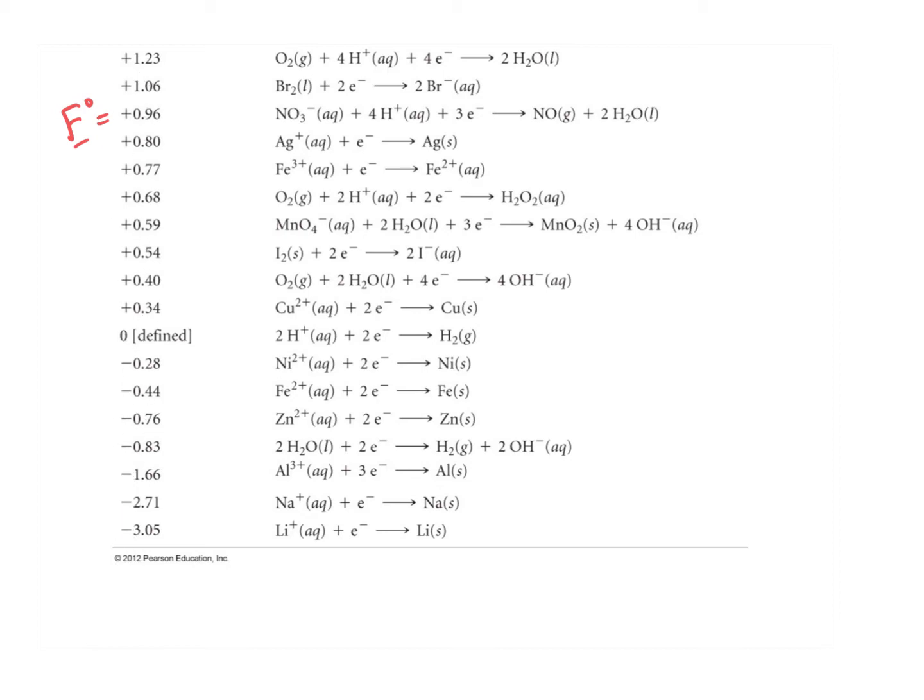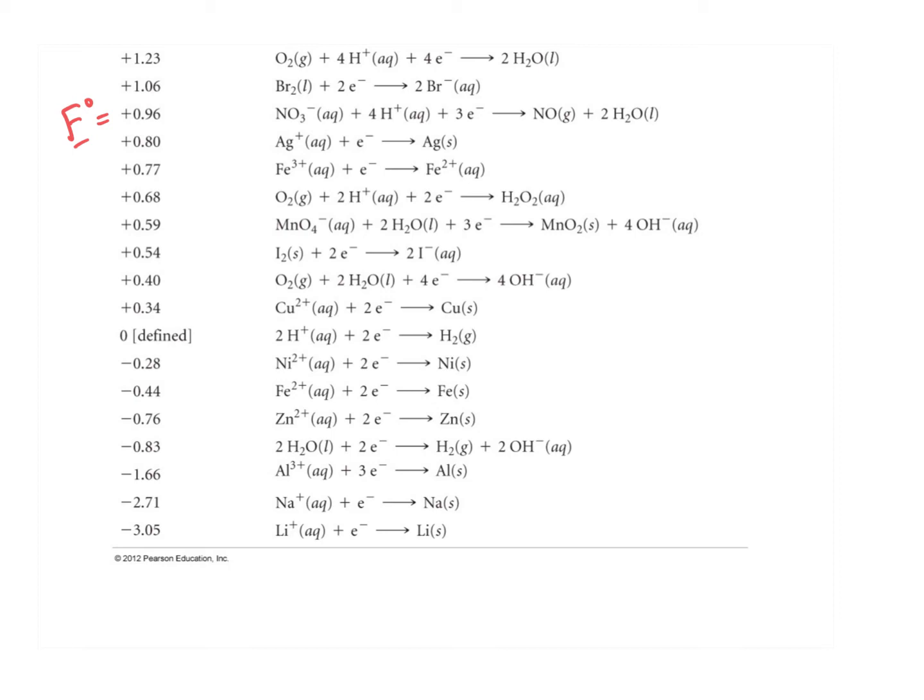Now let's take a look at the top of the list. We've got things like oxygen reducing, or bromine reducing, or even the nitrogen in nitrate reducing. All of these are non-metals, and they have a very positive voltage. These are most likely to be the cathodes in an electrical cell. But honestly, these are unlikely to be the case, because oftentimes, at least the ones that we're working with in class, the metals are what we're going to be using for the cathode and the anode.